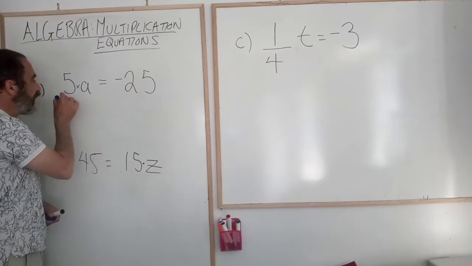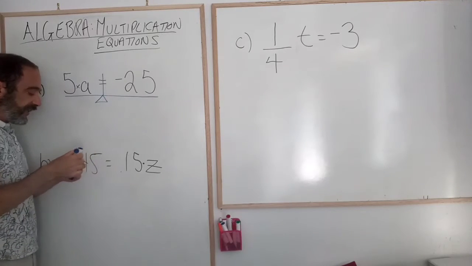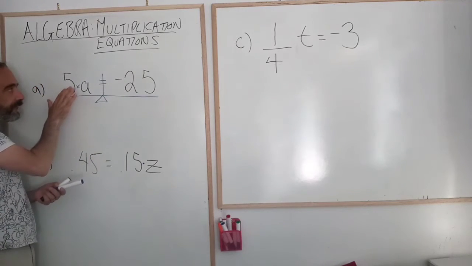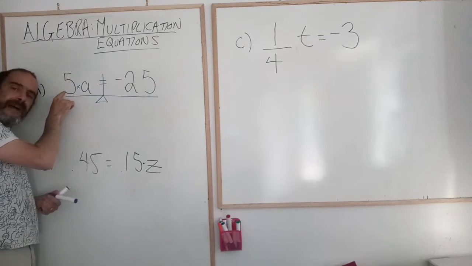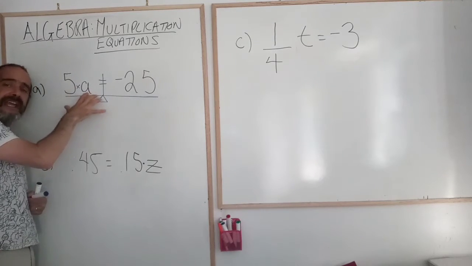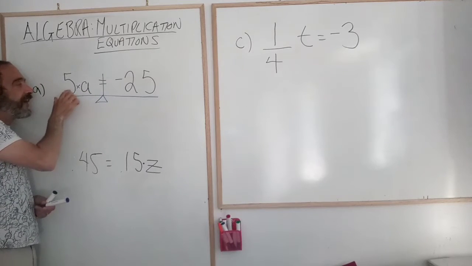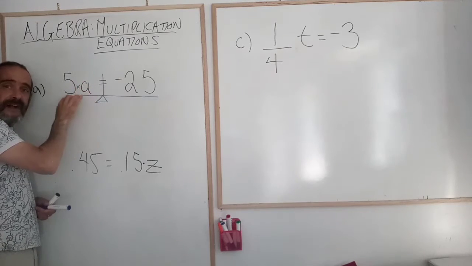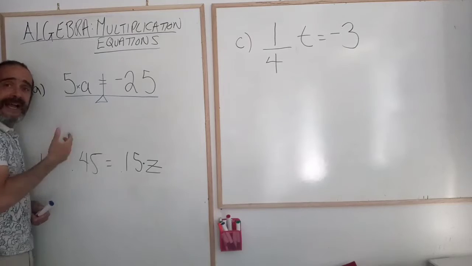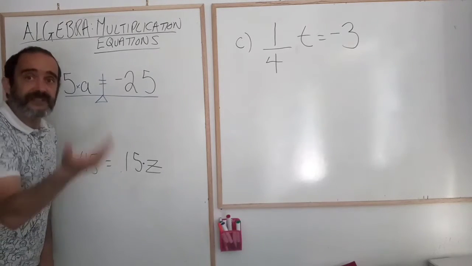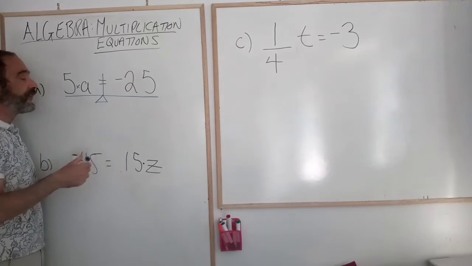Okay, so again, I look at this like a balanced scale, and we're thinking that if we're going to get a by itself, we have to get rid of the 5. Well, right now, what is that 5 doing to the a? We have to undo whatever that 5 is doing. So right now it's 5 times a, right? 5 multiplied by a. So in order to get that a by itself, we have to do the inverse of multiplication. The inverse of multiplication is division.